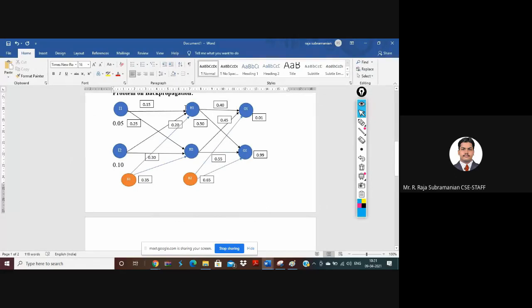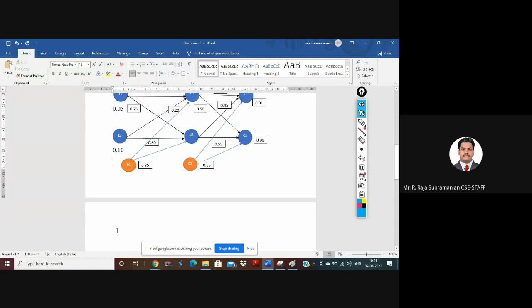Yes? Answer me, please. Yes, sir. So let us calculate H1, H2, everything. I'll go for the solution. We'll calculate the individual hidden neurons. H1 can be calculated as I1 into W1 plus I2 into, this can be written as W11, that is from I1 to H1, and this is I2 to H1, so I2 into W21, right? So what will be the result?